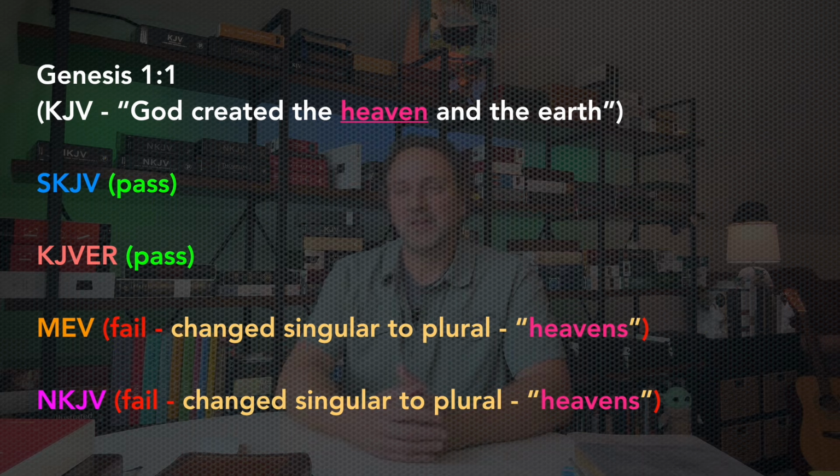Genesis 1:1, the KJV has God created the heaven and the earth, and I underlined the word that is the problem, what's deviating. Modern versions put heavens, and even so the MEV failed. They changed it to heavens. The New King James puts heavens, but the SKJV and the KJVER kept it heaven.